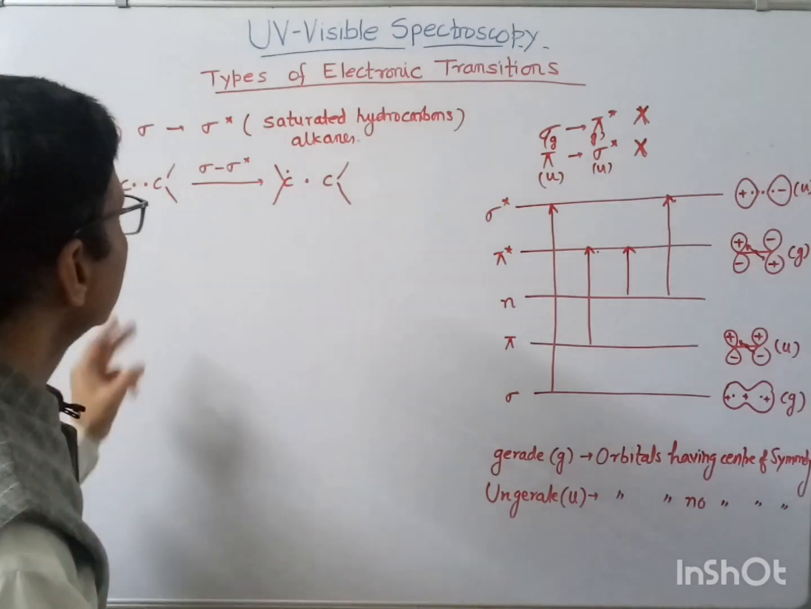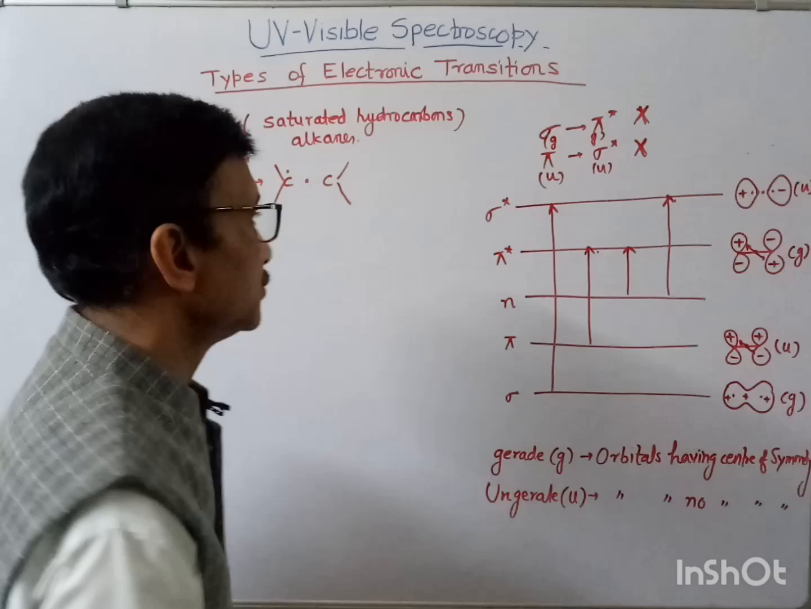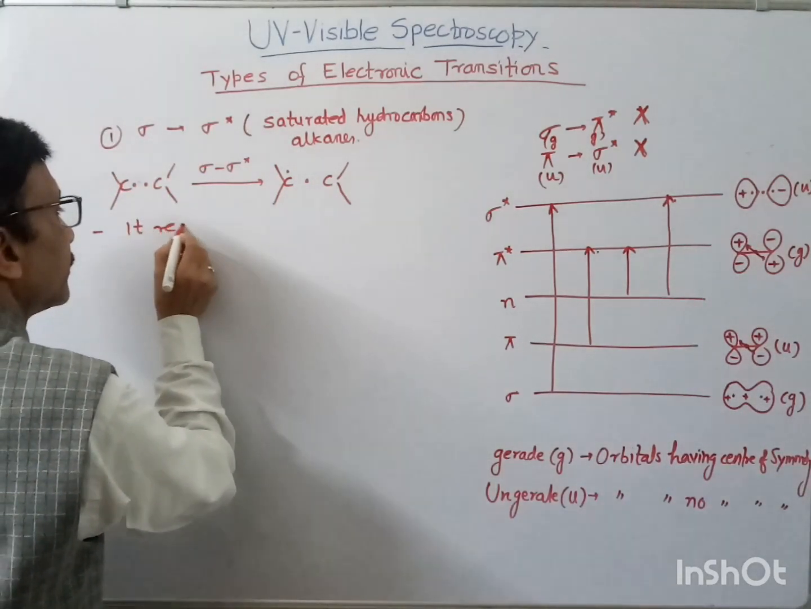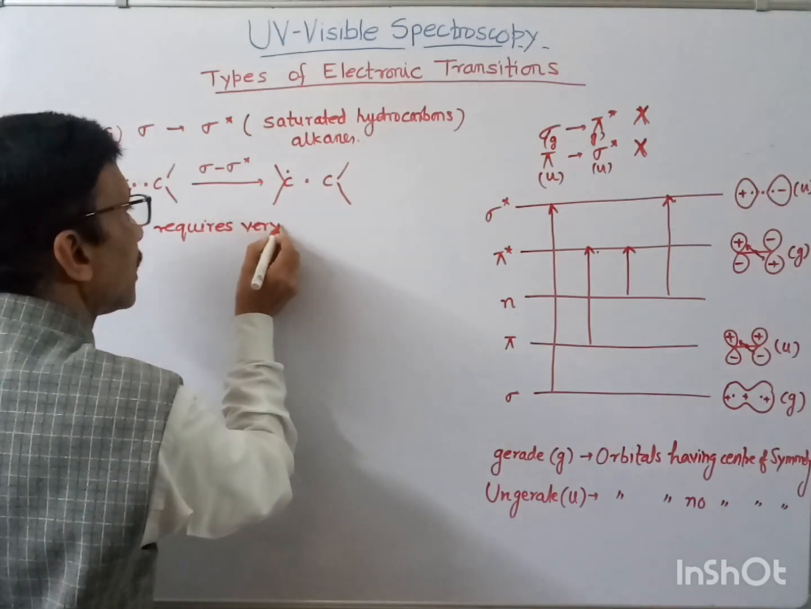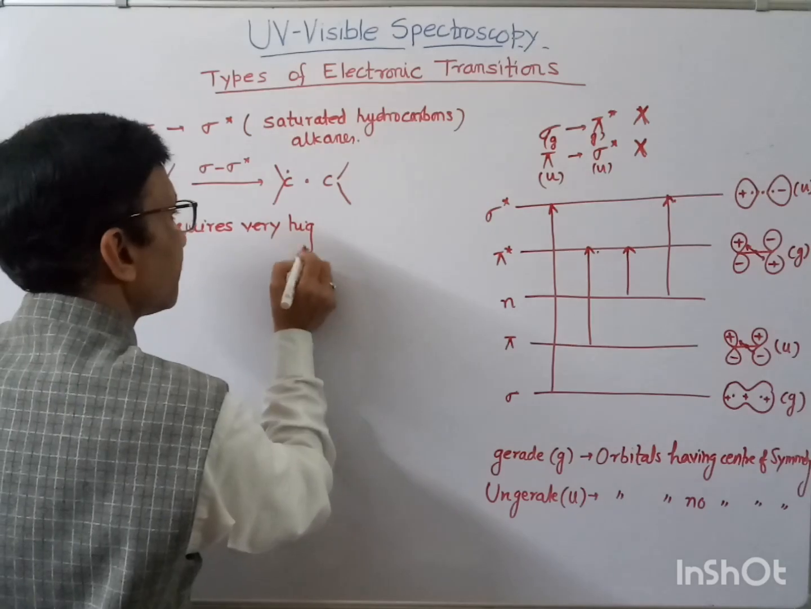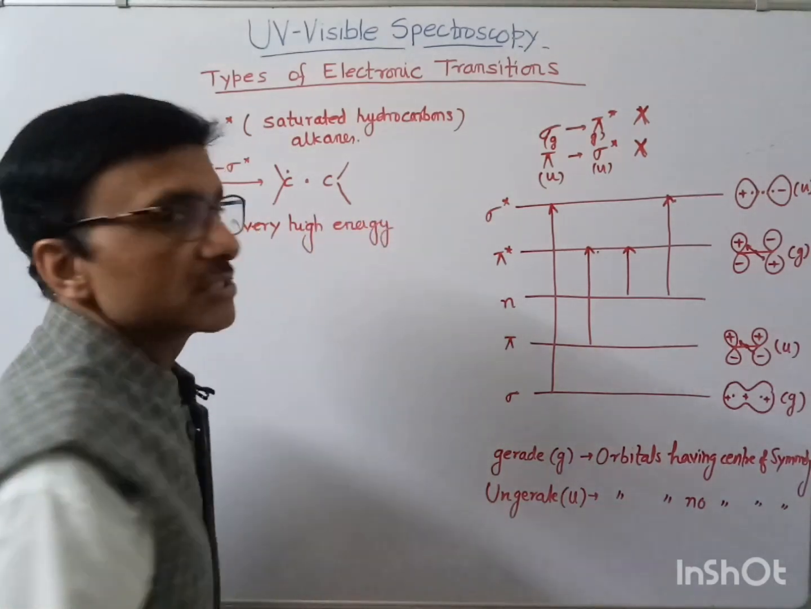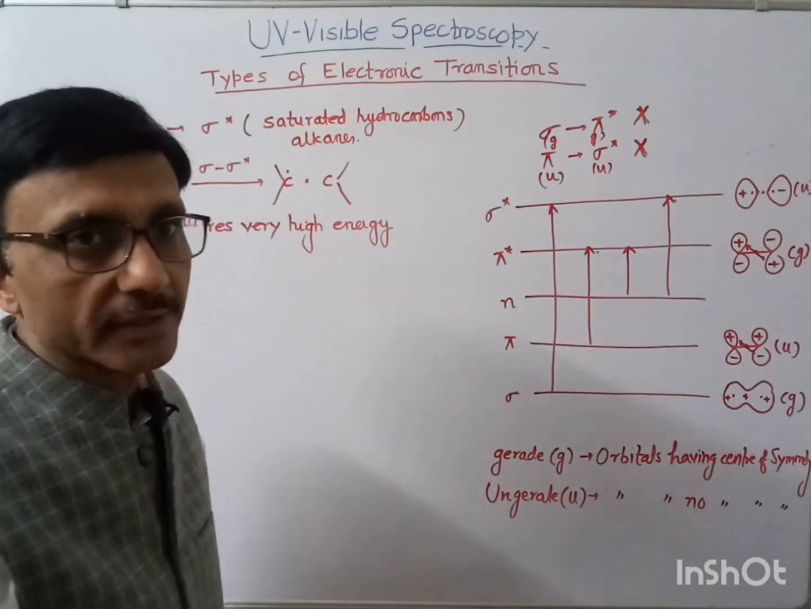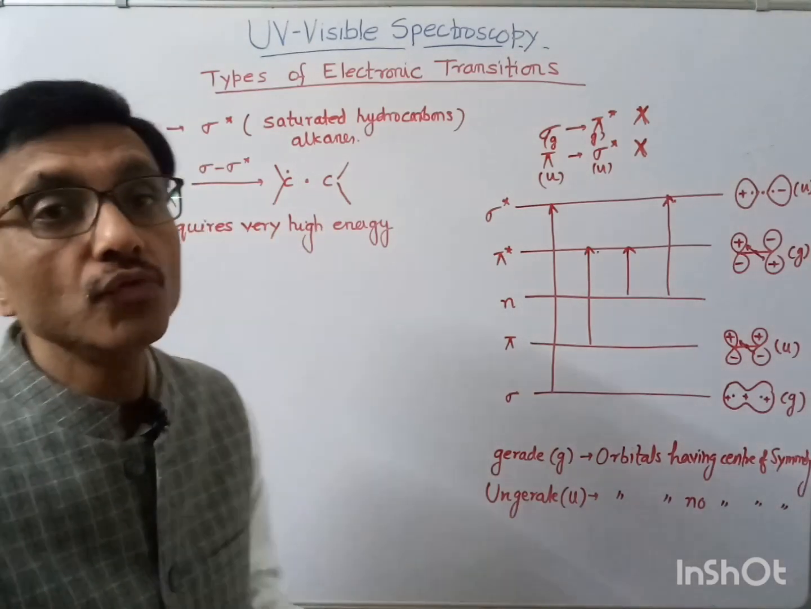If you see, this transition requires very high energy. Why very high energy? Because sigma bonds are very difficult to break. That's why it requires very high energy, and it falls into the UV region.